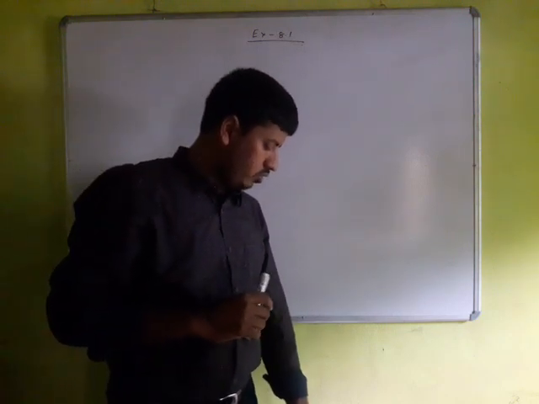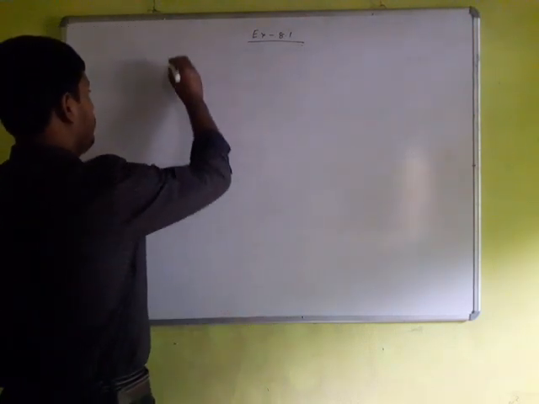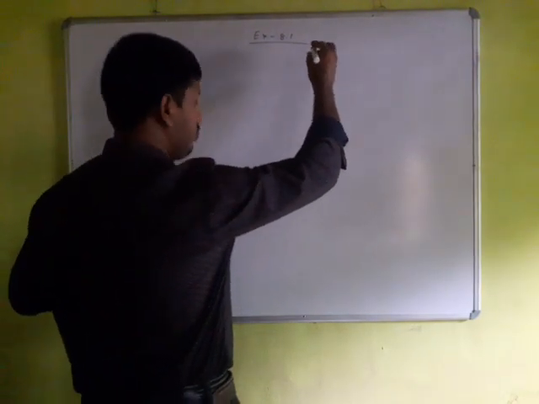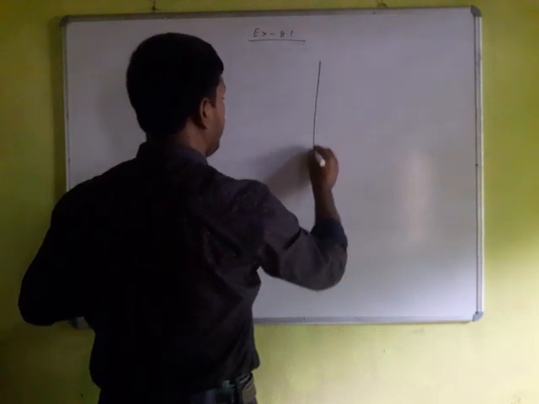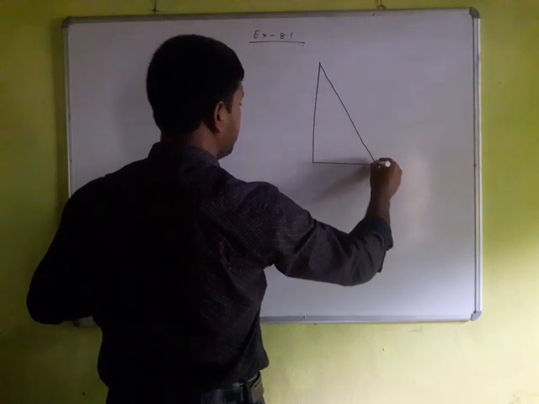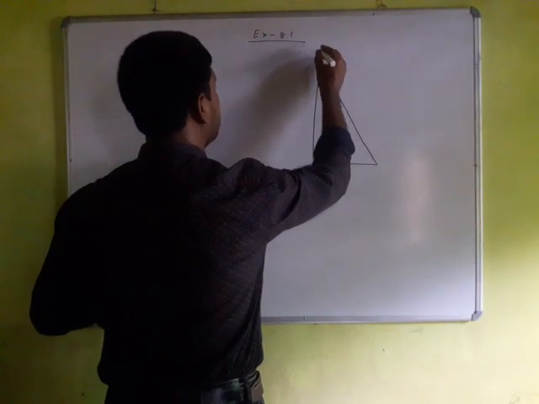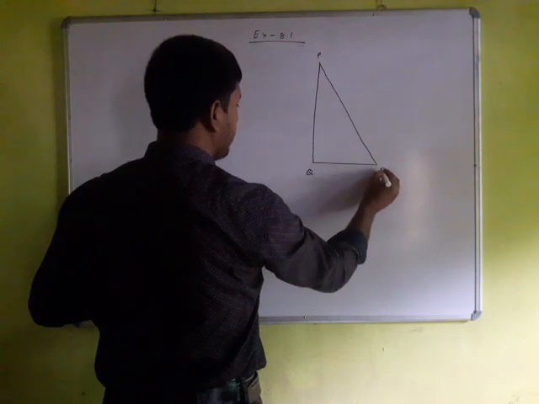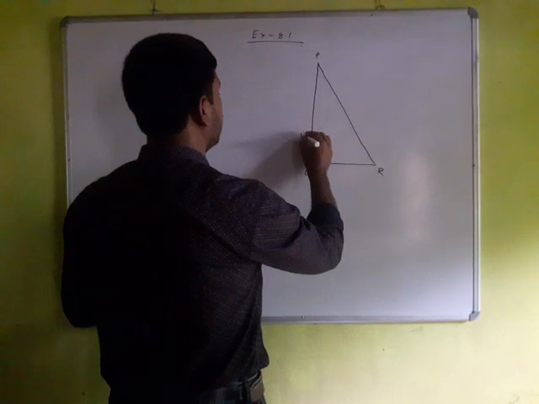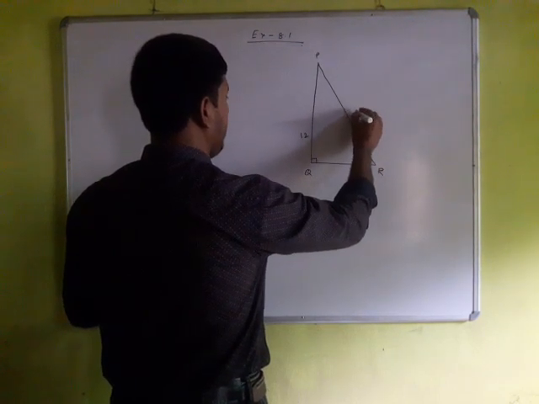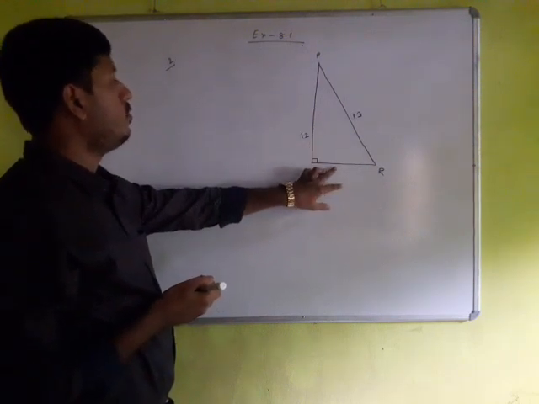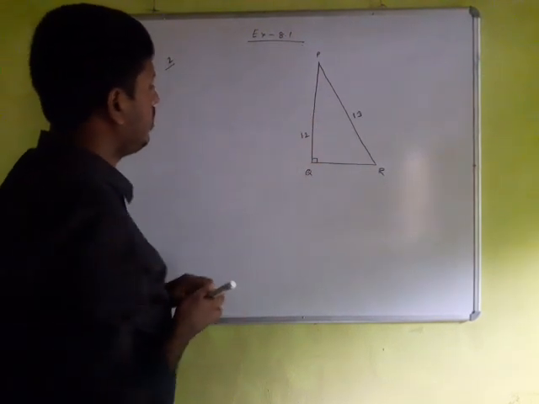Now we will try to solve question number 2. In question number 2, a figure is given on the right side of the textbook. Let's draw the figure. Right angle triangle PQR, right angled at Q. So PQ is 12 and PR is 13. Now we have to find the value of QR applying the Pythagoras theorem.